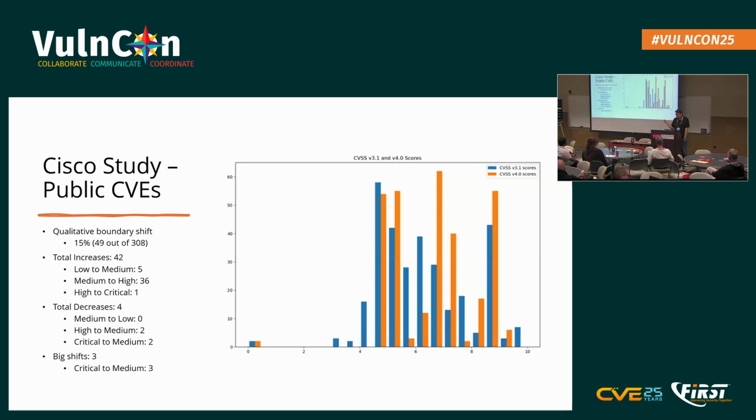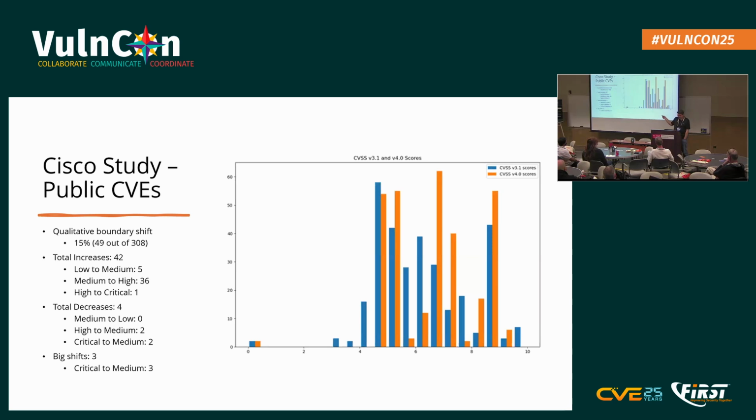This graph, also generated by the tool, shows the version 3 scores and the version 4 scores. If you unfocus your eyes a little bit and look through it, it makes a cool picture of a sailboat or something. But the qualitative boundary shifts are listed here. We have 15% of those, 49 out of 308. 42 increased: low to medium 5, medium to high 36, and then some decreased.